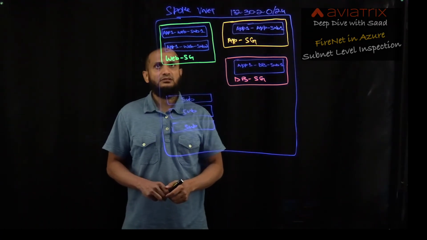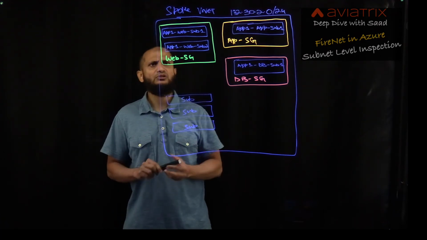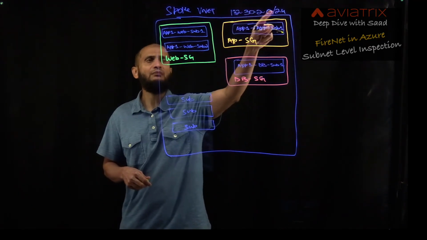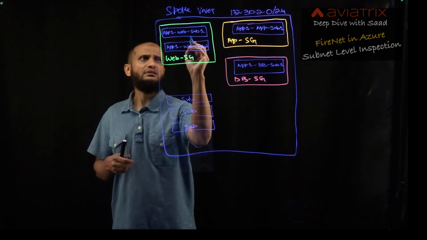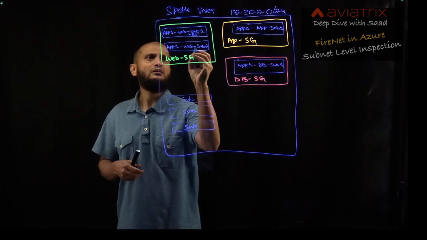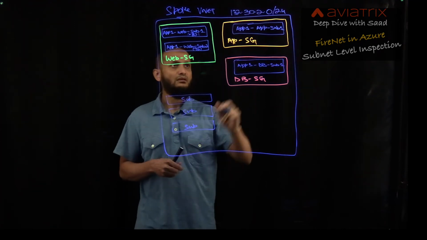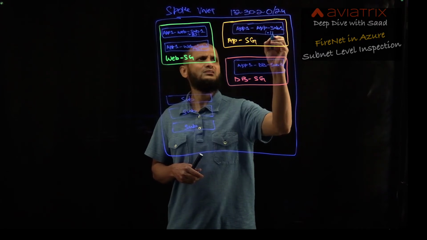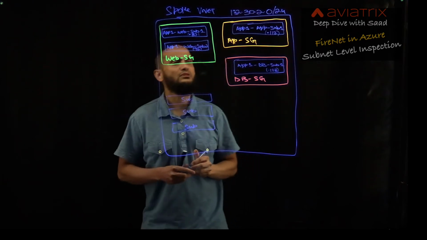Okay, now let's go into the details. Let me actually put some subnets here. Since this is 172.30.2.0, I'm going to use just the last octet. Let's say this first subnet is .80. The second subnet could be .96. And these are all /28s. And this guy could be .112. And this guy could be .128.